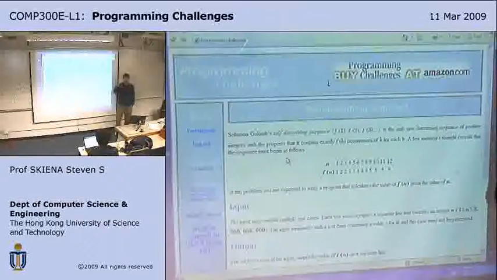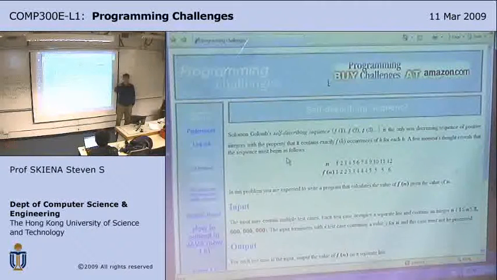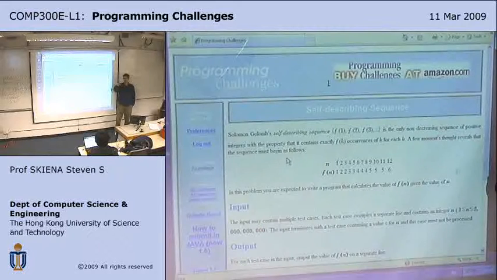Any questions? Okay. How would you do this problem? What's the simplest way to do this problem?